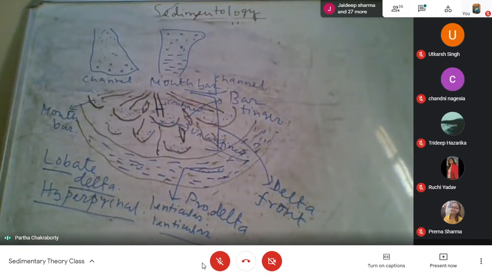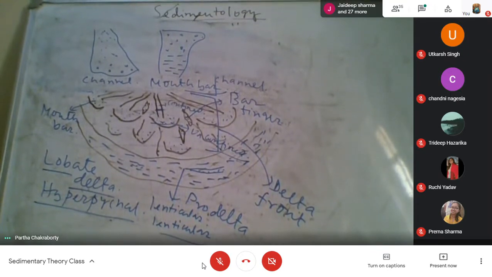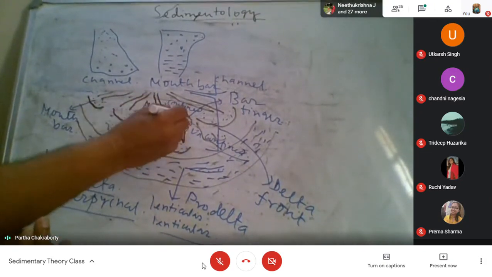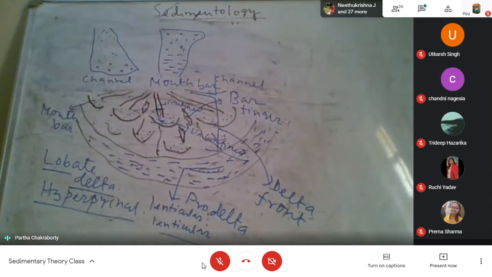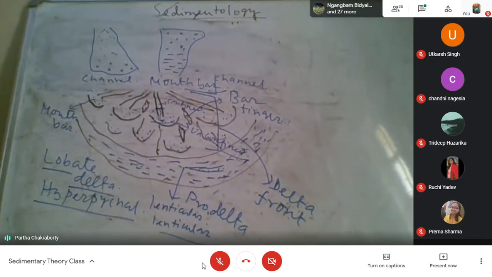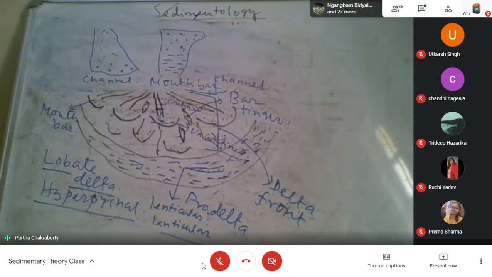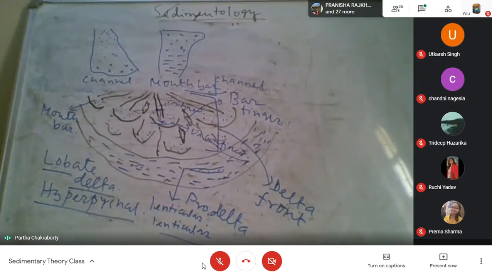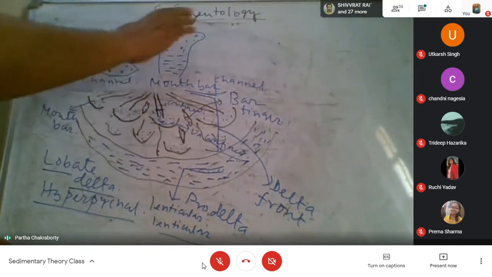Now, why does a mouth bar have a gradational base? It is because when there is a flow from a channel and it becomes unconfined, unconfined means the flow doesn't have the strength to erode because it is losing its strength. As it loses its strength, it has no strength to erode. So just by competence failure, the flow will be depositing the material where it becomes unconfined, and that is how the mouth bar becomes a gradational base.